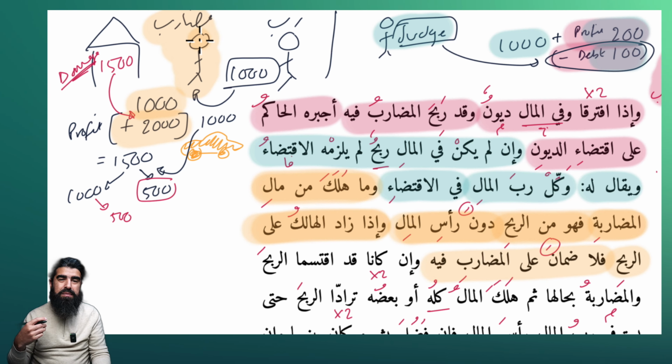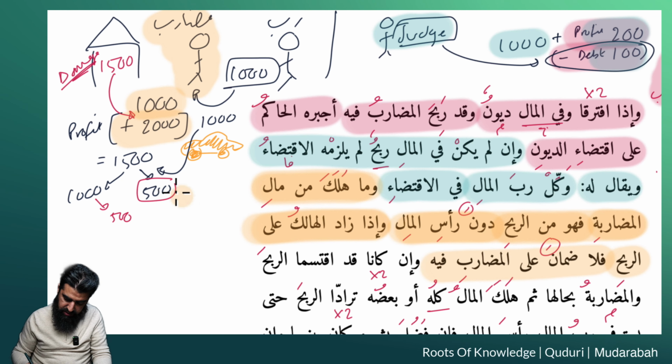Because remember, he was basically just doing a job. That's all he was doing. So he is not responsible for this. This is going to get eaten from that. Right? So it's going to get eaten up from the 500 there and then the 500 there. So the Rabbul Mal will be left with 500 from his original investment.